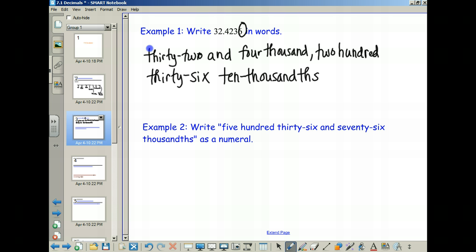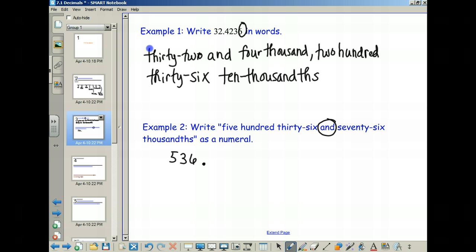So we're going to do the opposite of this now and go the other direction. We have a number written out in words, 536 and 76 thousandths, as a numeral. The first thing we should be looking for in this language is what word? What's a keyword that tells us a lot of information? The and. It really does. What does that and tell us? That's the decimal. So the value that comes before the and is going to come before the decimal. What's going to come before the decimal? 536. So 536, and then I have a decimal point.